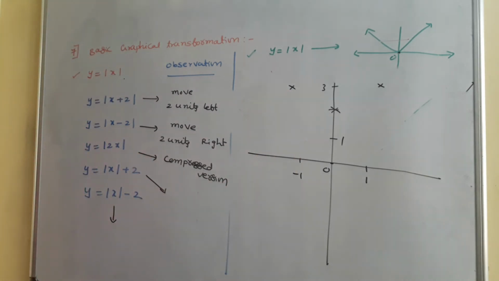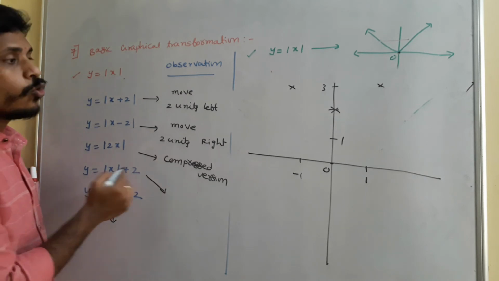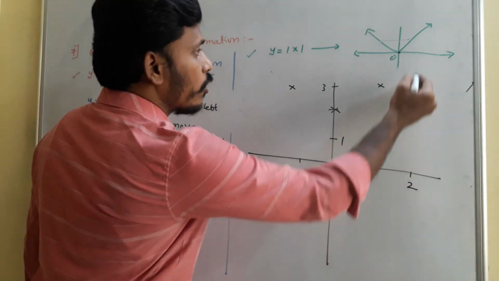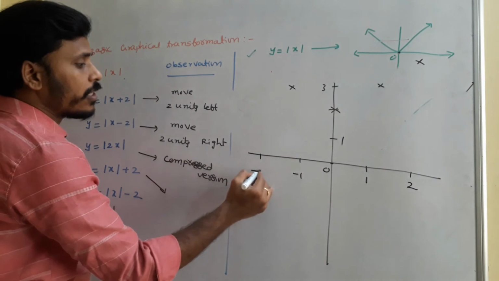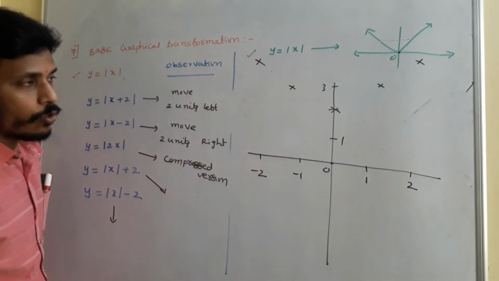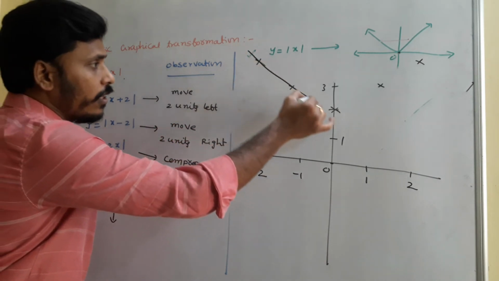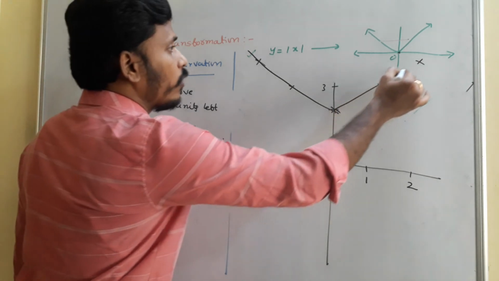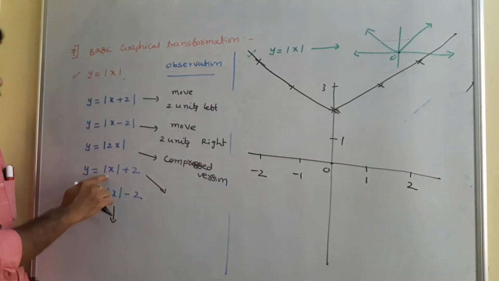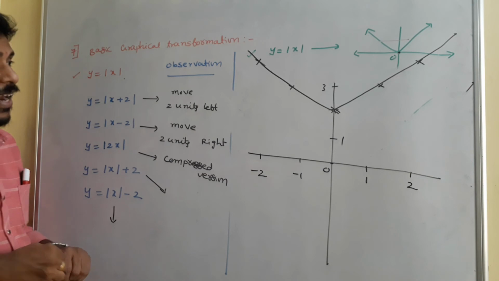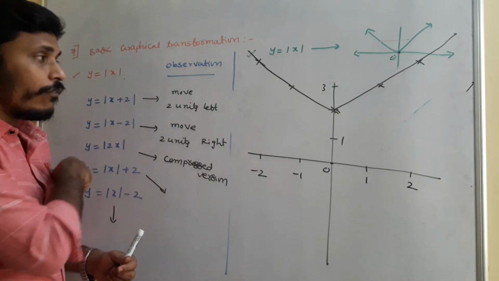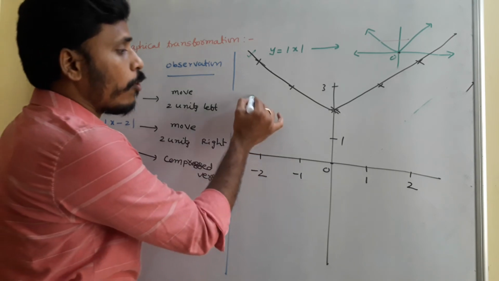And then if x is equal to 2, the value is 4. If x is equal to minus 2, again the value is 4. If you observe, this is the graph of y is equal to mod x plus 2. But what is the graph of y is equal to mod x? We know that the graph of y is equal to mod x is this.